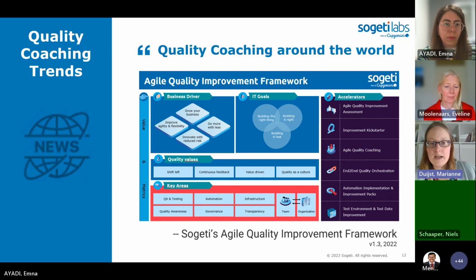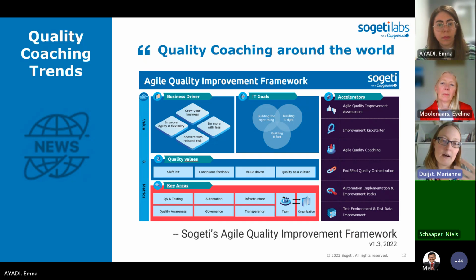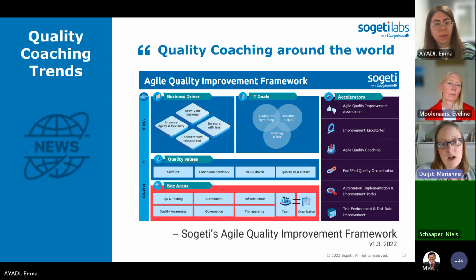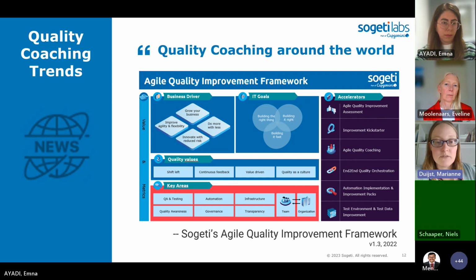Now, one of the ways that Sogeti offers this to clients is via an improvement project, an improvement program, as it were. We can do an assessment and we can help them. So that is what this slide is about. The Agile Quality Improvement Framework is really focused on business drivers, the impact that we are making, the different types of quality values that are vital there.